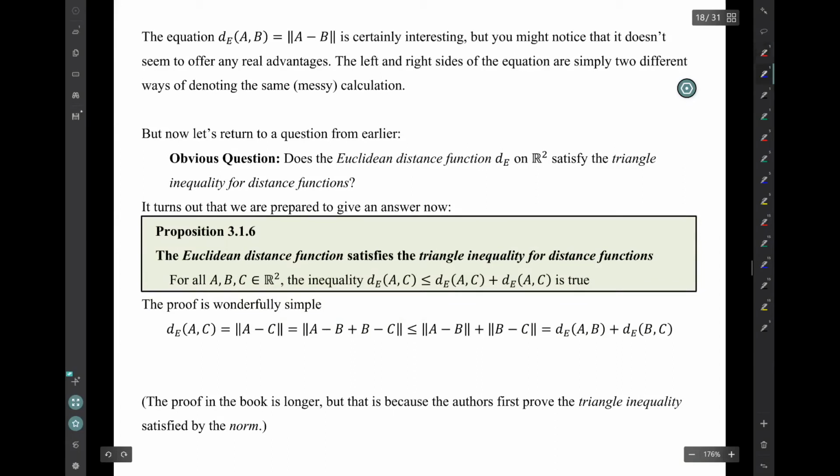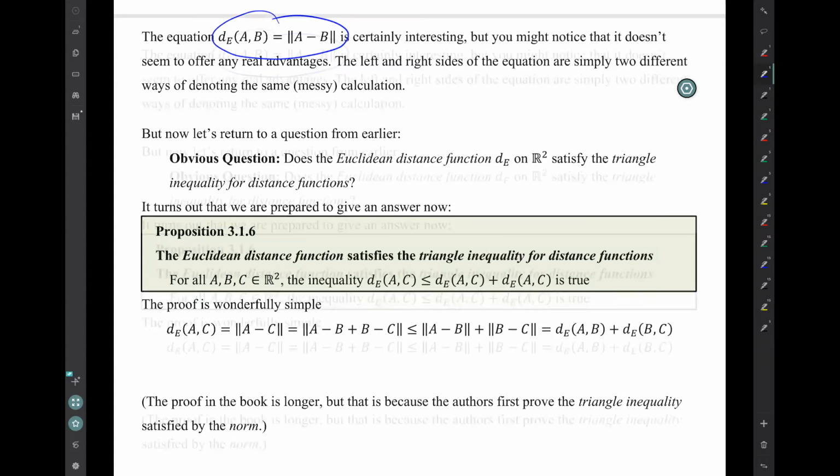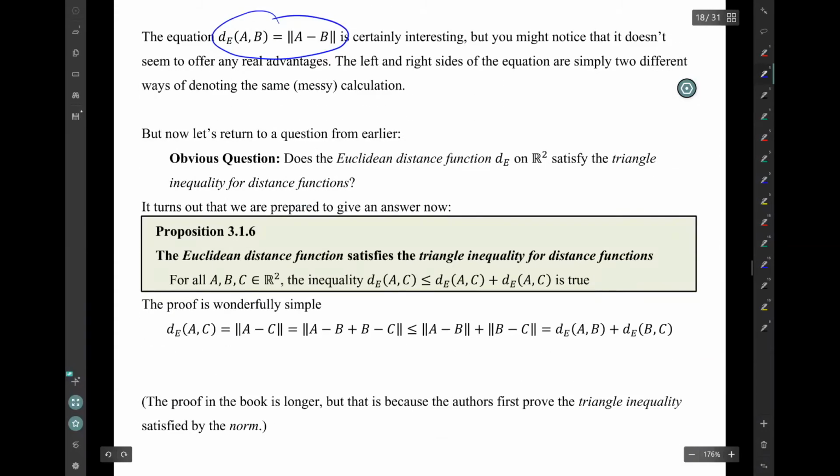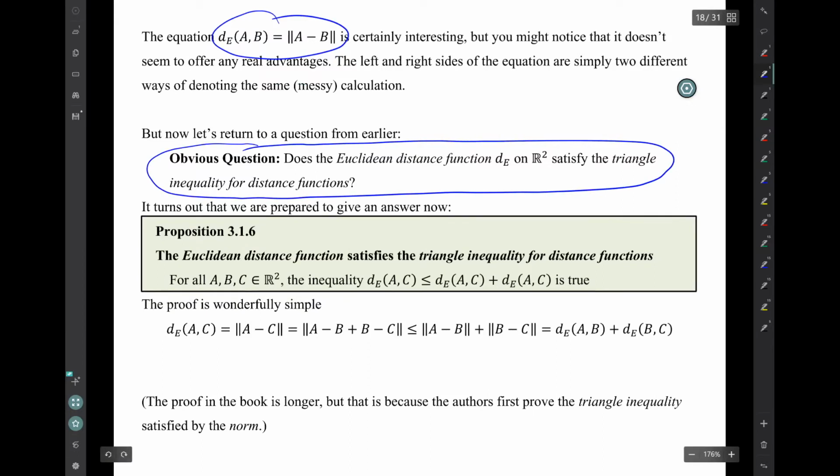Now, that equation is certainly interesting, but you might notice that it doesn't really seem to offer any real advantages. The left and right sides of the equation are simply two different ways of denoting the same messy calculation. That thing. But now let's return to a question from earlier. We had this question, does the Euclidean distance function satisfy the triangle inequality for distance functions? Well, it turns out that we can give an answer now. The proof is wonderfully simple.